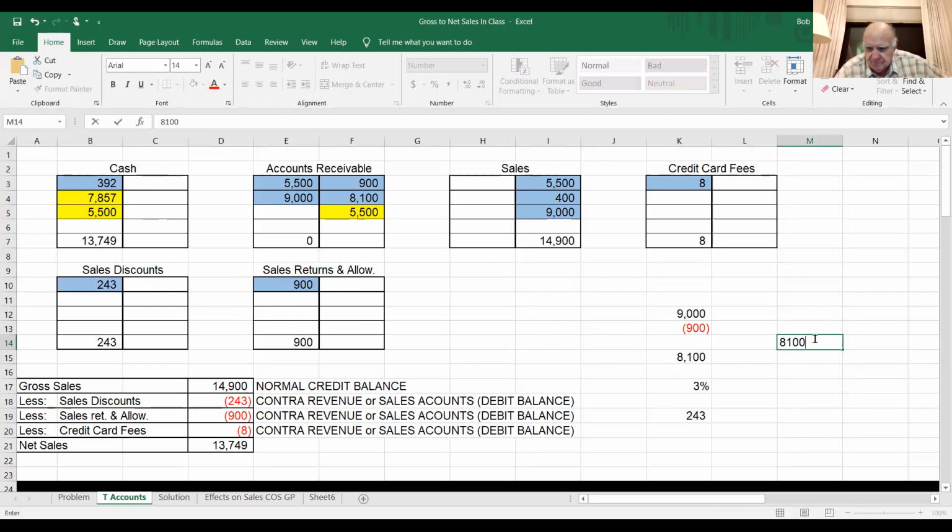8,100 minus 243, just to show you that I didn't have one of my little brain cramps here, is 78.57. You get the hint on doing them with T accounts. T accounts are your friend. Well, it looks like we only have one more transaction, and I'm assuming that somebody paid us.